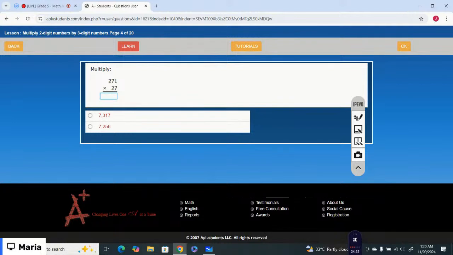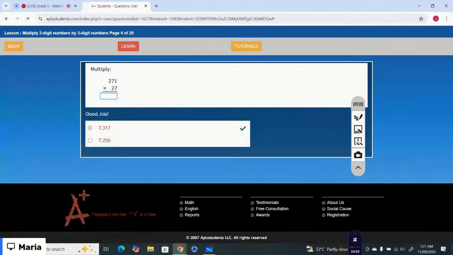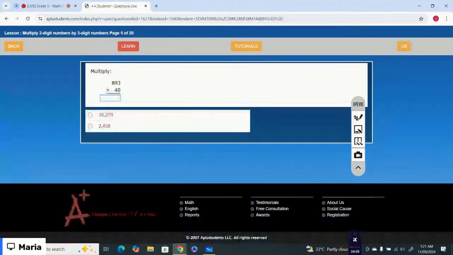The correct option is option number 1. That is 7,317. Option number 1 is the correct option. The next one is 893 times 40. So which is the correct option?